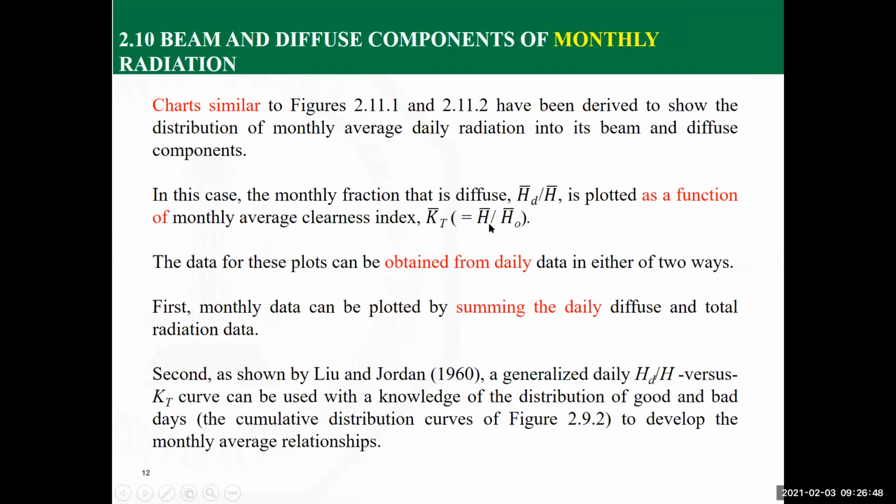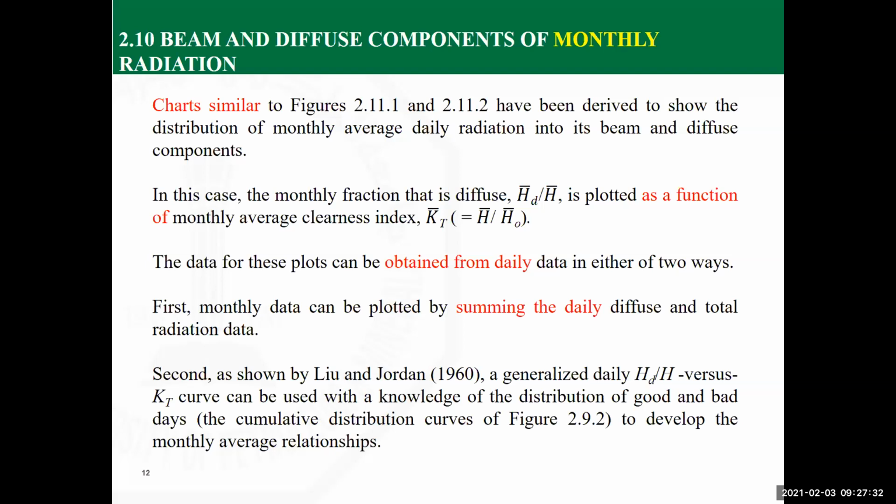Now, I've been looking into the hourly data. Now we're going to shift gear into the monthly data. As you can see here, we're going to talk about charts similar to the ones that we have used earlier, and a very similar process, but here what we are looking for is the monthly fraction of the diffuse radiation divided by the total quantity which is falling. Again, it's the same thing, HD over H as a function of KT, where KT is nothing but H over H naught. And H naught, to remind you, is the extraterrestrial radiation.